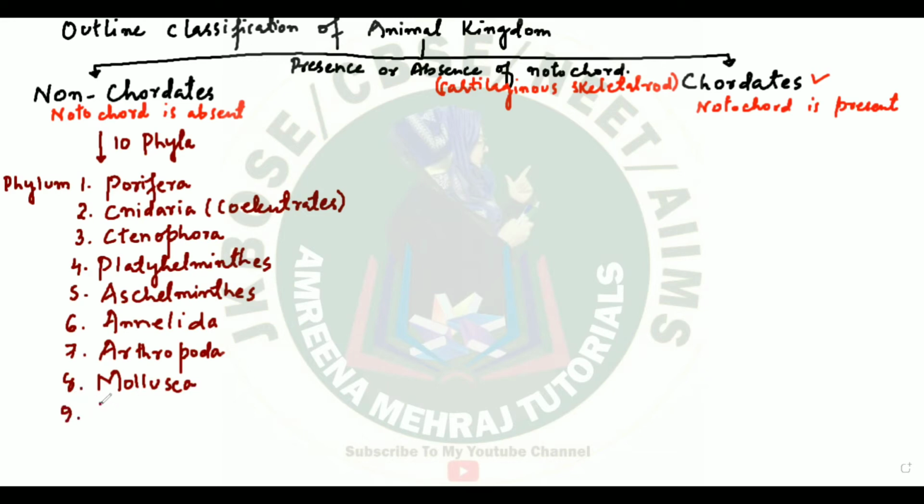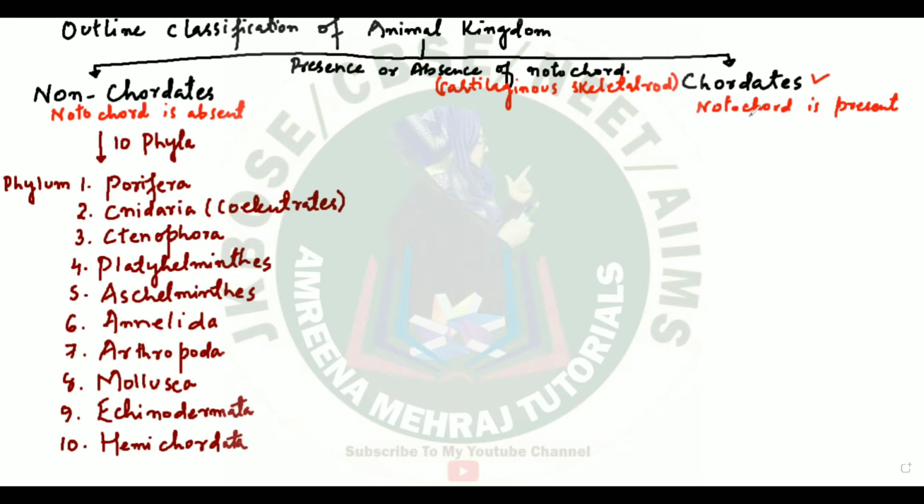Ninth phylum is that of Echinodermata. This involves your starfishes. The 10th group is Hemichordata. Analyze the name of the group, it is Hemichordata. So it will have some features which resemble chordates and some features which resemble non-chordates. Majority of its features will resemble non-chordates. That's why these have been placed under non-chordates. But they are hemichordates. That means they have some characteristics of chordates also.